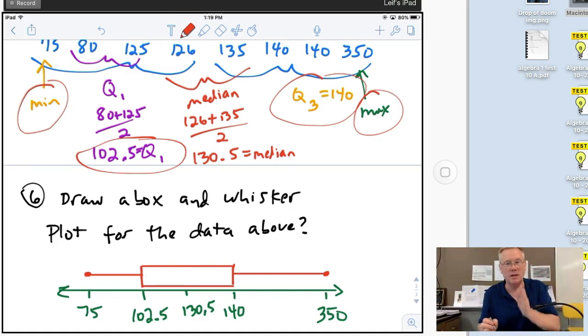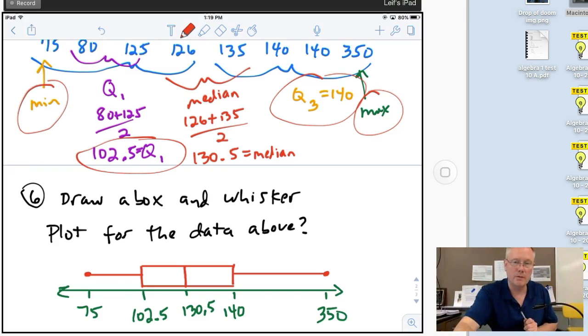And then down the median goes that middle line, okay? So I can tell exactly where the halfway point of that data is. So there's 50% above 130.5 and there's 50% below 130.5. And that's your box and whisker, okay? So that is that one.